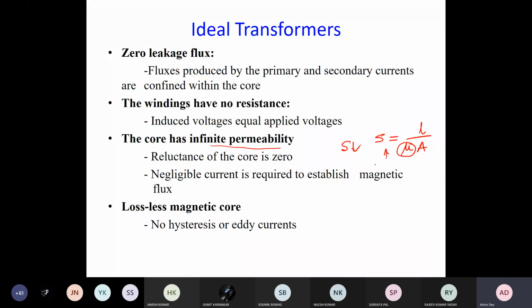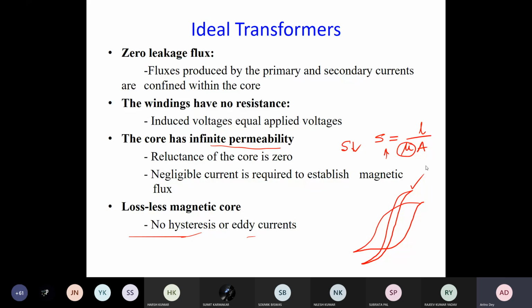And lossless magnetic core means there is no hysteresis loss and no eddy current loss, which is not practical. What we can do is go for a material which has lower hysteresis, as I told, that sleek BH curve like this. You have this and you have this. Out of these two, this one will have the lesser hysteresis loss.